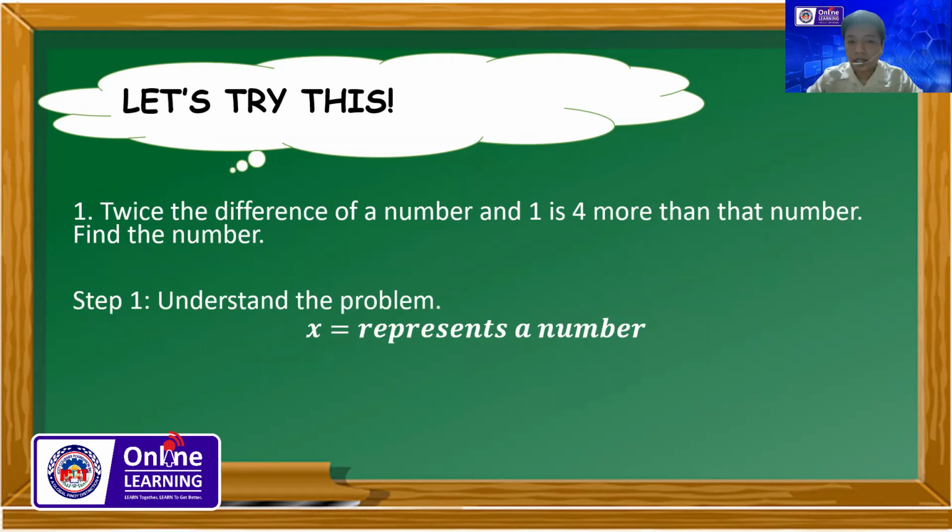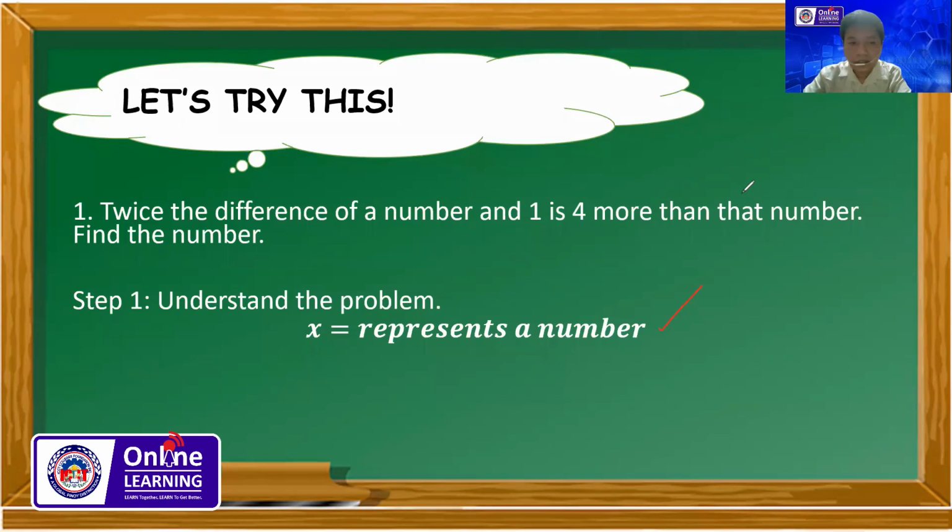Step number 1 is to understand the problem. Since we have twice the difference of a number and 1 is 4 more than that number, then find the number. For step number 1, we will represent the number as variable x for us to know what this number is. So we will represent x as the number. That is the first step of problem solving based on George Polya.